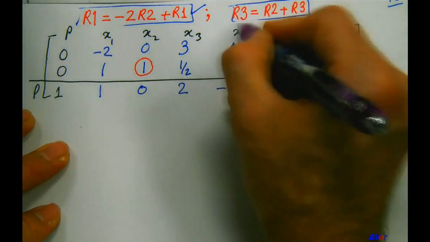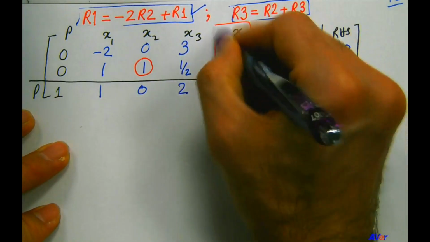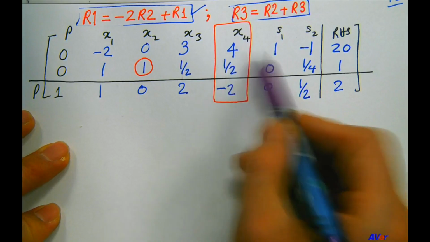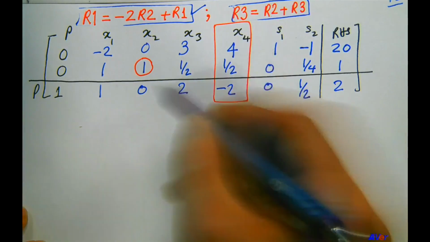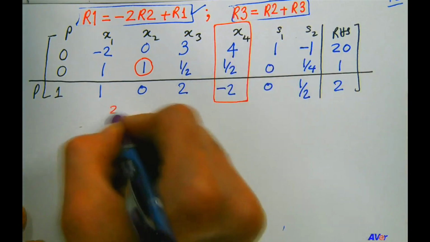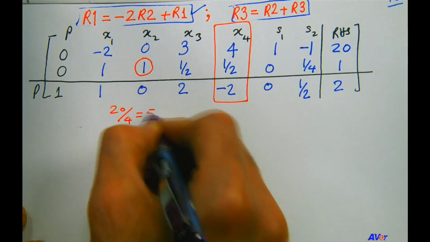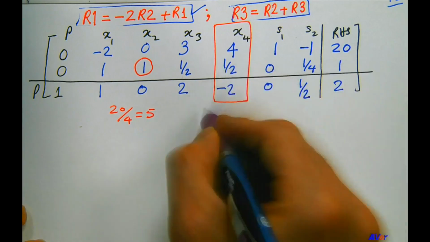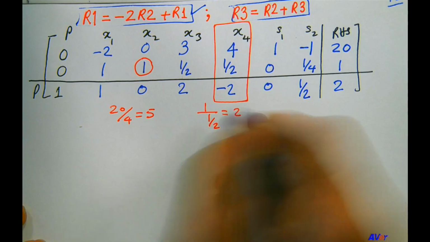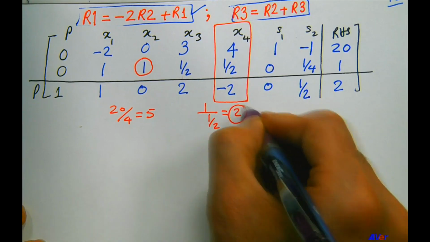So this is our pivot column. Now, in that pivot column, both numbers are positive. So we need to investigate the smallest ratio. So 20 divided by 4, 1 divided by 1/2. Clearly, this 2 is the smallest ratio.